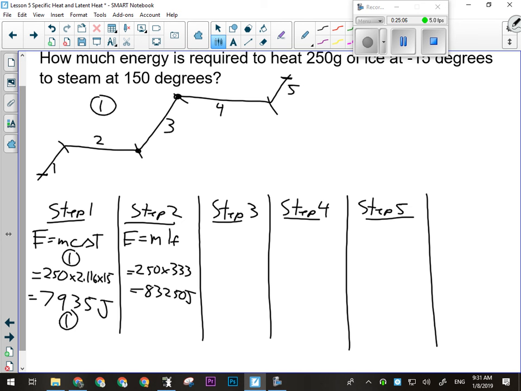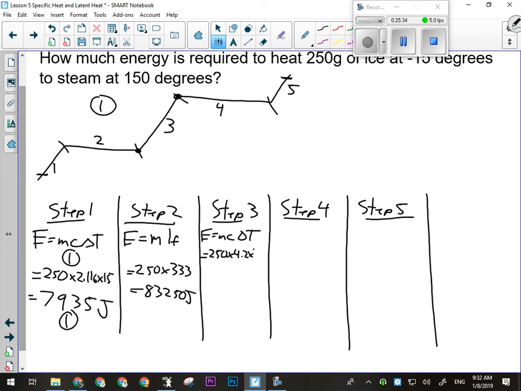What formula am I using here? E equals mc delta T, because I'm changing the kinetic thermal energy now. I'm changing temperature. Okay, so that'll be 250 grams times, what specific heat capacity do we use here? Water, right? Liquid water. So that'll be 4.2 joules per gram degree Celsius. Okay, times, what am I changing the temperature by?